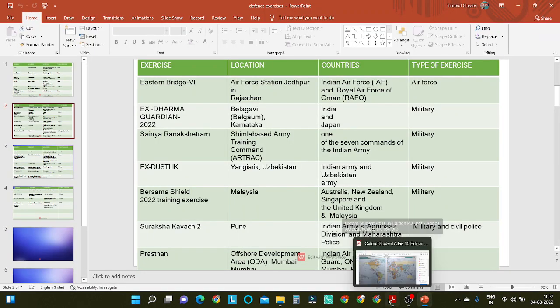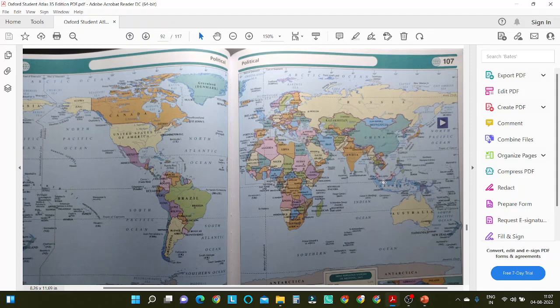See, it is taking place in Malaysia. Malaysia is present here. We have Singapore, Malaysia here, and we have the Strait of Malacca also here. It is also a very important strait for the exam.